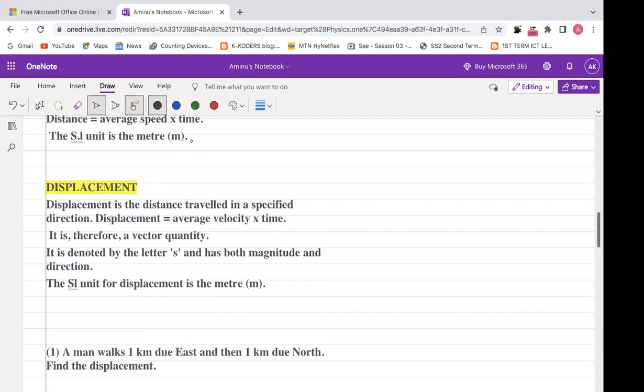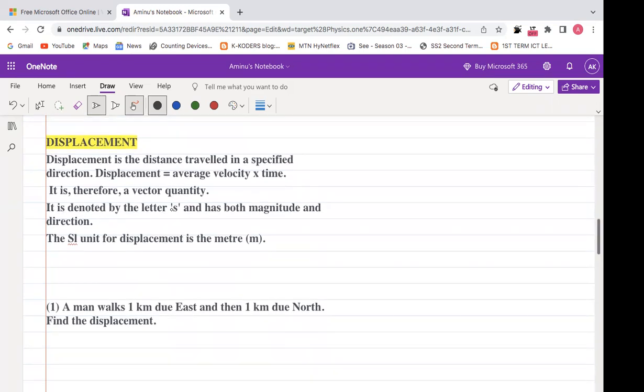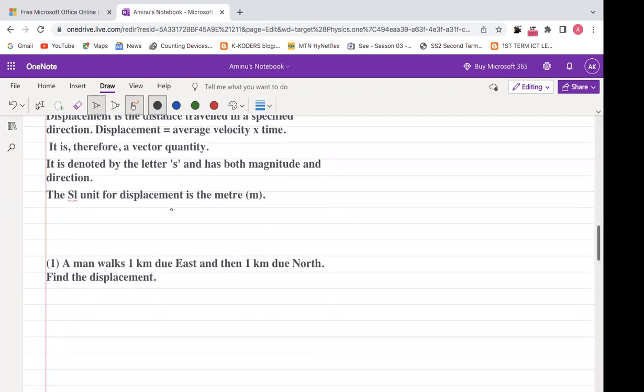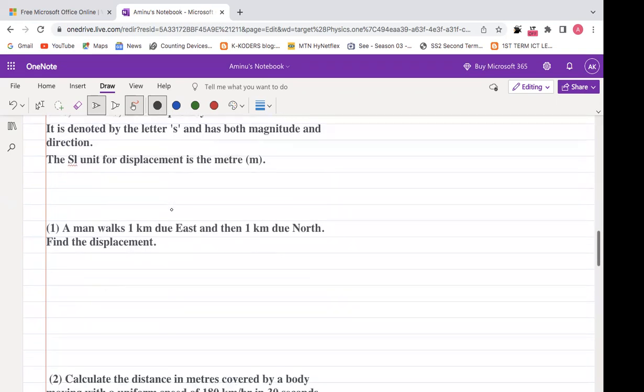Distance is a scalar quantity because it has magnitude but no direction, while displacement has a specified direction in which it travels. So displacement is a vector quantity, while distance is a scalar quantity. Displacement is denoted with the letter S because it has both magnitude and direction, and the SI unit of displacement is still meters.